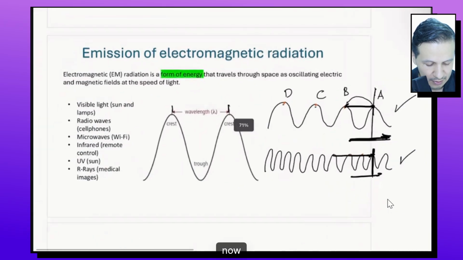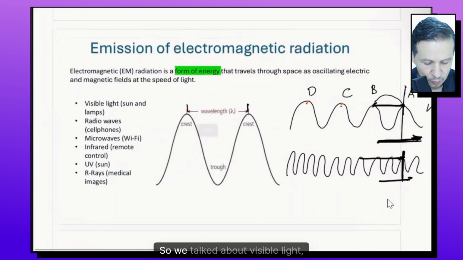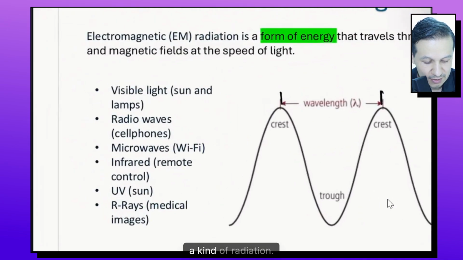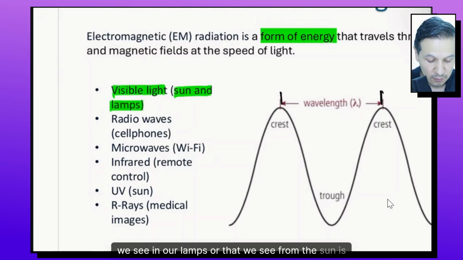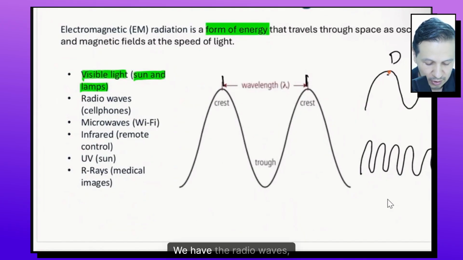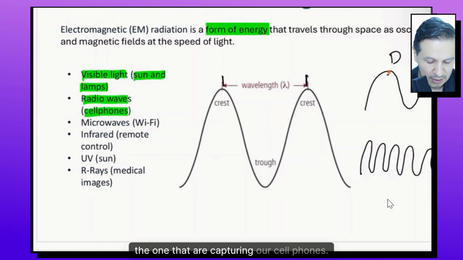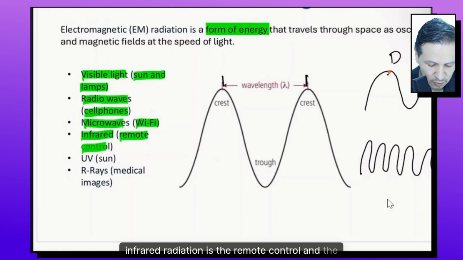Now, how is this related to our real life? We talked about visible light, which is a kind of radiation. For example, the light that we see in our lamps or that we see from the sun is visible light, one of these radiations. We have the radio waves, the ones that our cell phones capture. This is another kind of wavelength. Here we have microwaves, the Wi-Fi. Infrared radiation is the remote control, and then the UV light and the X-rays.